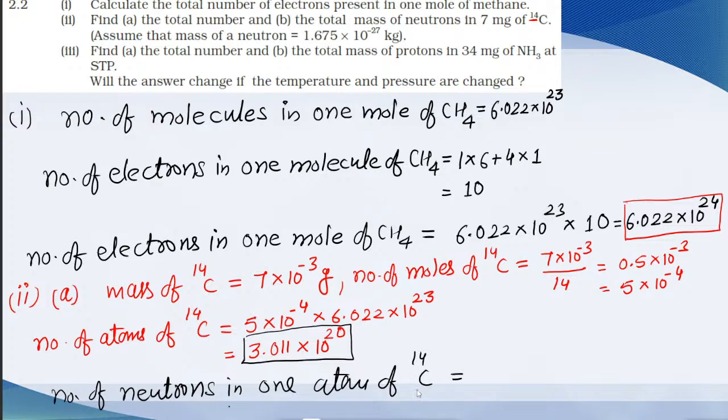बेटा 6C14 होता है. 6 इसलिए लिखते हैं क्योंकि अंडरस्टूड है, if symbol is written, its atomic number is fixed. So how many neutrons are there? Or the number of neutrons is A minus Z. 14 minus 6 means 8.